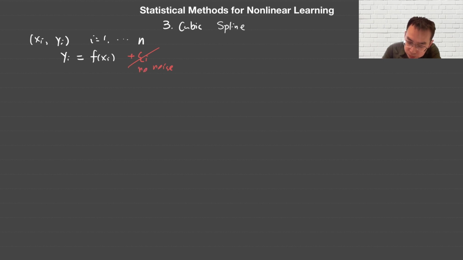No noise. And next time, we are going to look at the smoothing spline, which builds upon cubic spline. That is a statistical method that can handle noise. But this time, let's talk about cubic spline.